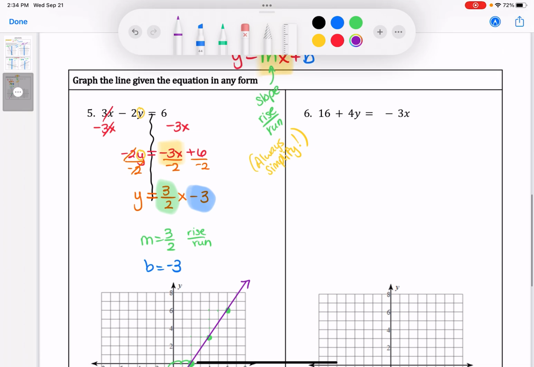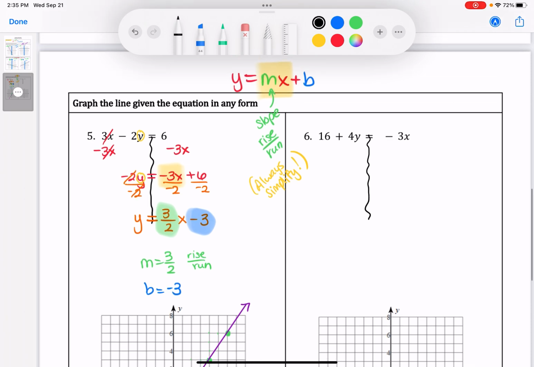All right, last one. Again, here I see 16 plus 4y equals negative 3x. So my equation is not in slope-intercept form. So I need to rearrange, right? I need to move some things. So I'm trying to get y equals mx plus b. So I'm going to draw my line down, my equal sign, and I'm going to start moving things across. So again, if you want to pause your video and see if you can do it, this would be a good time.